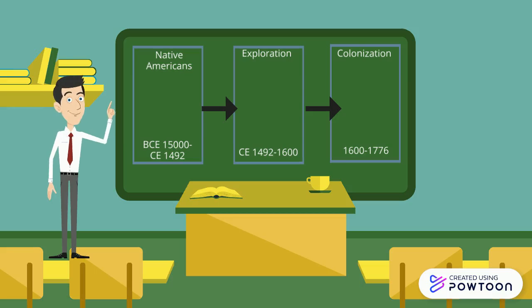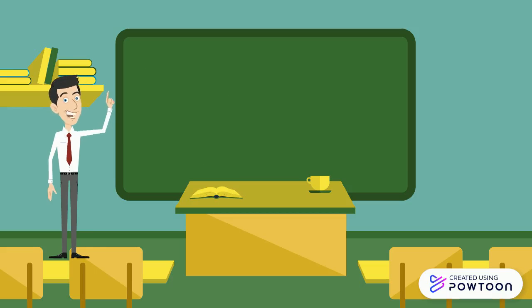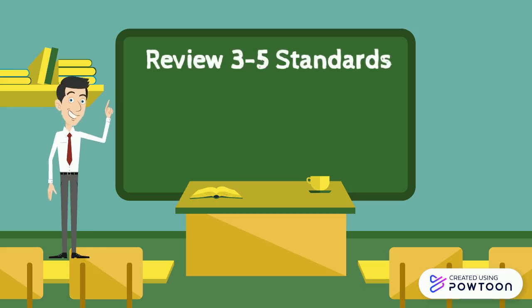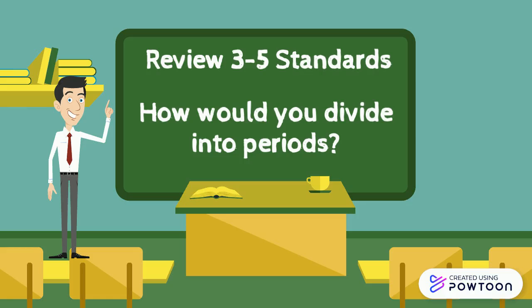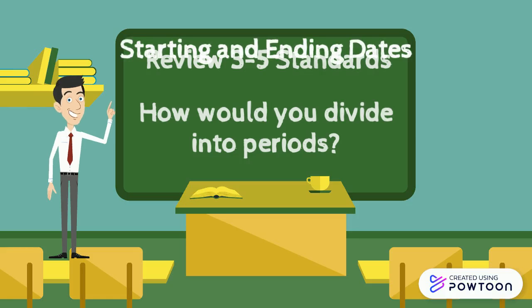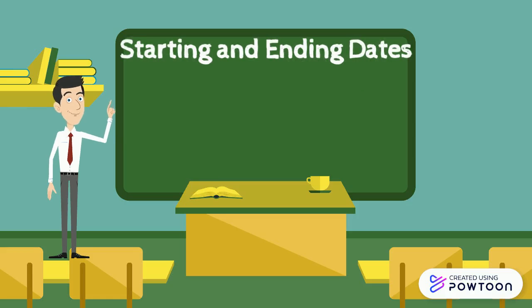So this week, I want you to create your own flow map of American history. Start by looking over the standards for 3rd, 4th, and 5th grades. The history standards go chronologically, starting in 3rd grade with Native Americans and end in 5th grade with September 11th. Decide how you would divide American history into periods with distinct starting and ending dates. You need to have at least 10 periods of American history.